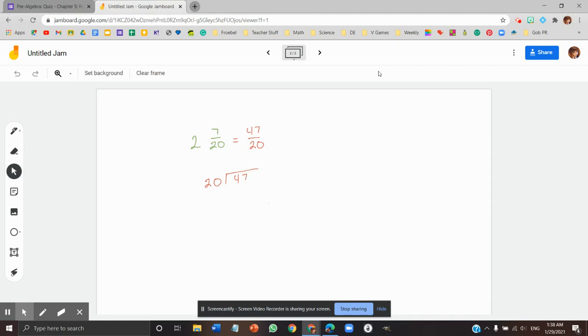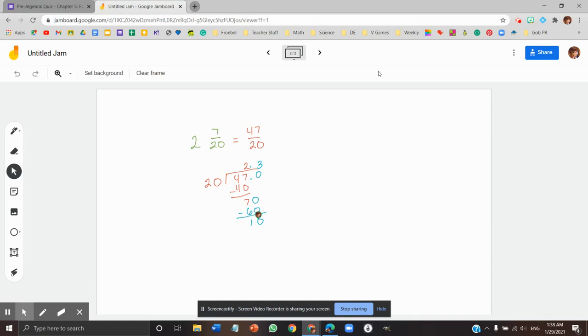And 20 fits in 47 two times, right? Two times. 2 times 20 is 40. Now I still have some numbers there, so I can turn this into a decimal. I'm going to put a decimal point and add a 0. How many times does 20 fit in 70? 3 times. 3 times 20 is 60. And now I can subtract. This is going to be 10.